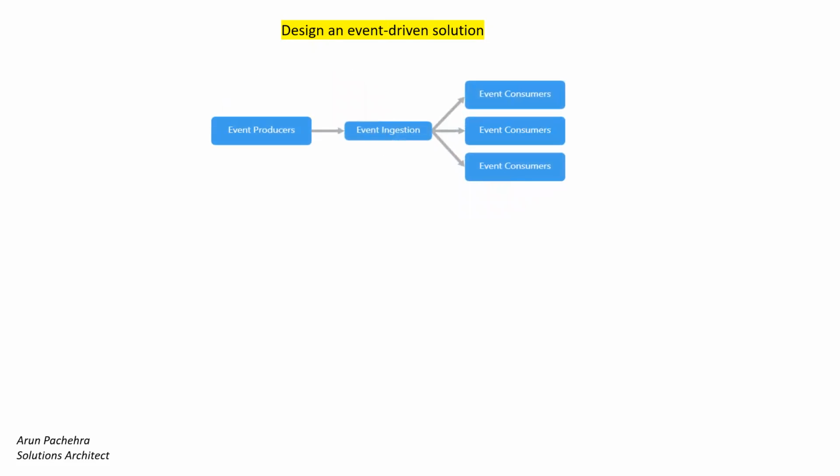Hello, everyone. My name is Arun, and today we are going to start designing an event-driven solution. And before we go ahead, let's quickly check the basic architecture of an event-driven solution. Well, it goes this way. There is an event producer which produces the event and sends it to the intermediary service, event ingestion, and then the consumer consumes those events and acts accordingly.